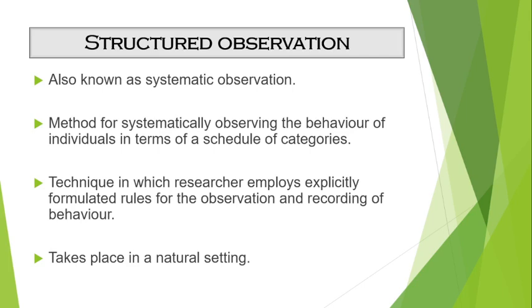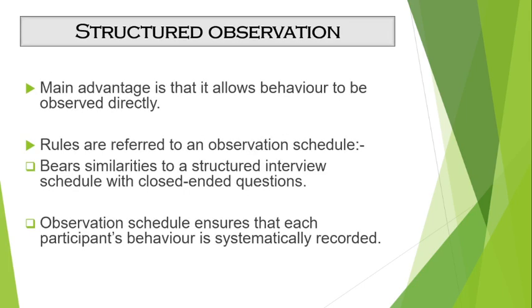Now, let's come to structured observation. It is also known as systematic observation. It is a method for systematically observing the behavior of individuals in terms of a schedule of categories, a technique in which the researcher employs explicitly formulated rules for the observation and recording of behavior. It takes place in a natural setting. Structured observation is very simple. You just sit down and observe a person in his or her natural setting. You take notes, you can be recording, etc. So it's just structured observation.